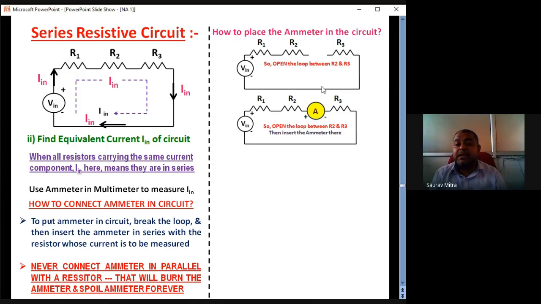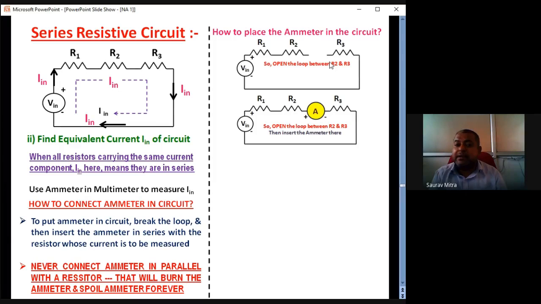So actually three things are very important. First is how to connect the ammeter. For connecting the ammeter, first you have to break open the circuit. At any point, either you break open between R2 and R3, or you break between R1 and R2, or you break between Vin and R1, or you break between R3 and Vin negative.